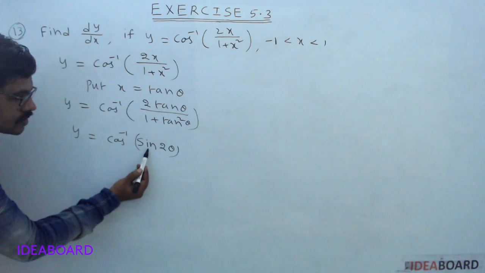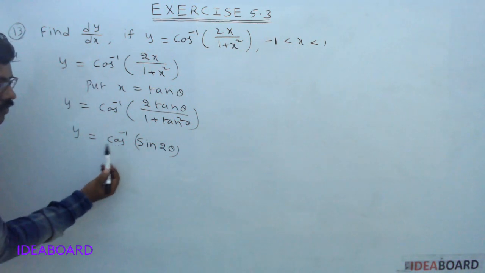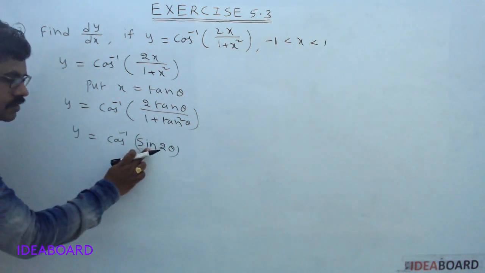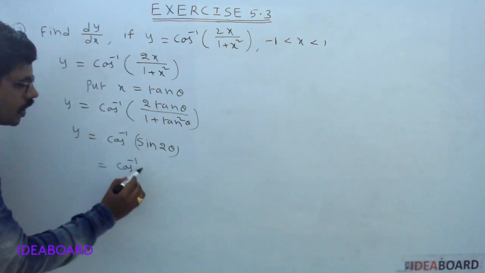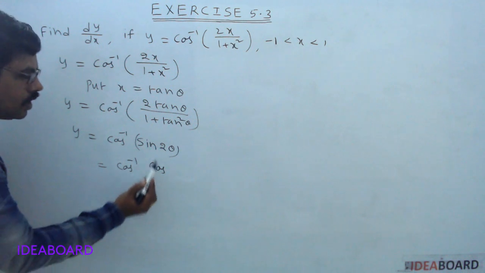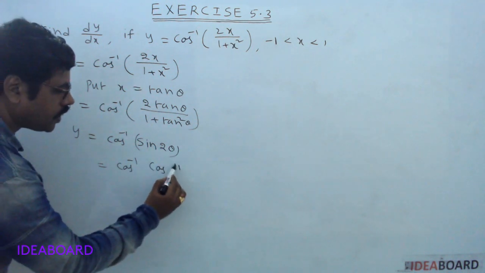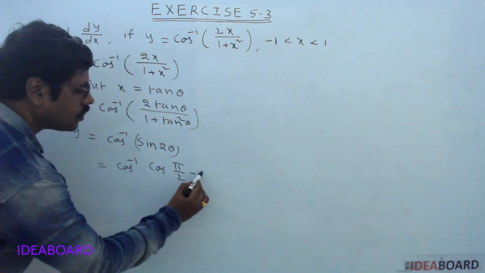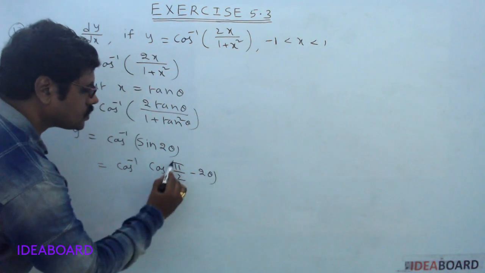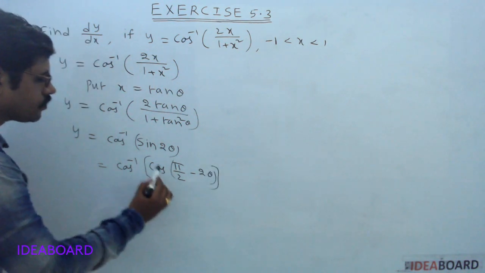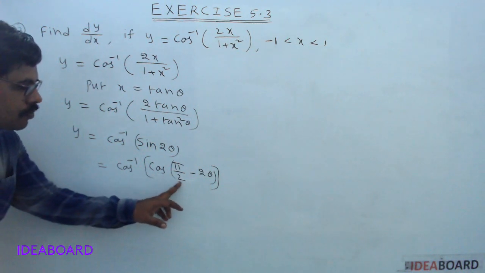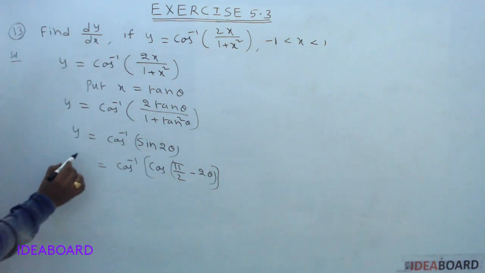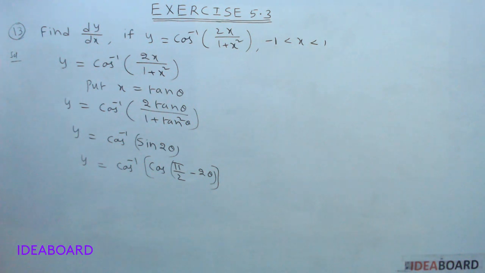Next, convert this sine function in terms of cos. That is, cos inverse of sin 2 theta can be taken as cos of pi by 2 minus 2 theta. Sin 2 theta can be written as cos of pi by 2 minus 2 theta. Now this is the value of y.